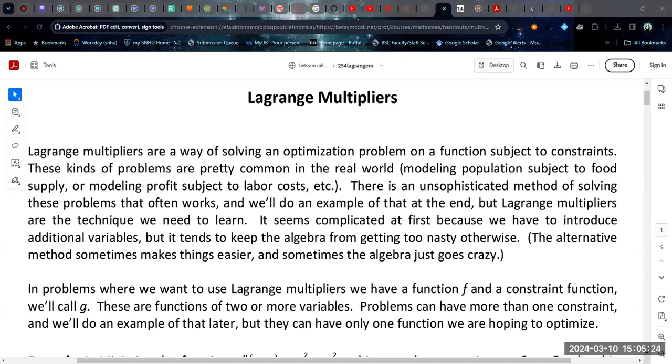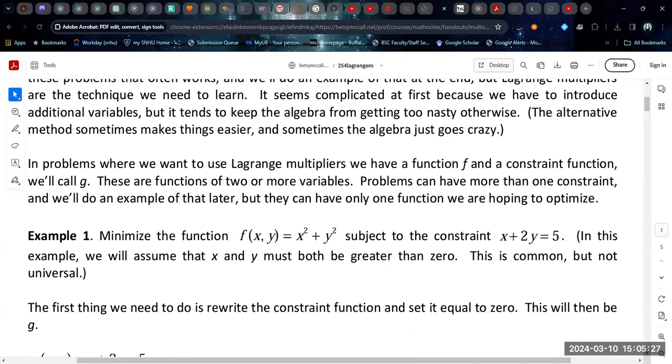So we are going to have two functions at a minimum that we are going to be dealing with. We're going to have the function that we want to optimize in some fashion, and then we're going to have a constraint function, which I'll refer to as G. And in all of our examples, these are going to be functions of two or more variables. We're also going to see that you can potentially have problems with more than one constraint. But we'll come back to that a little bit later. Let's first introduce just the basic idea with a nice simple example.